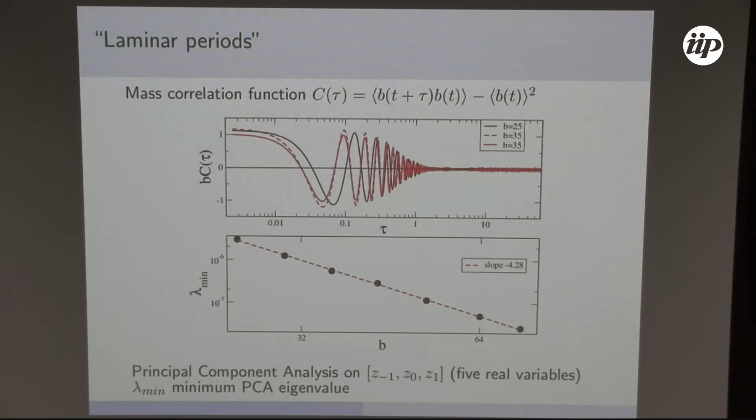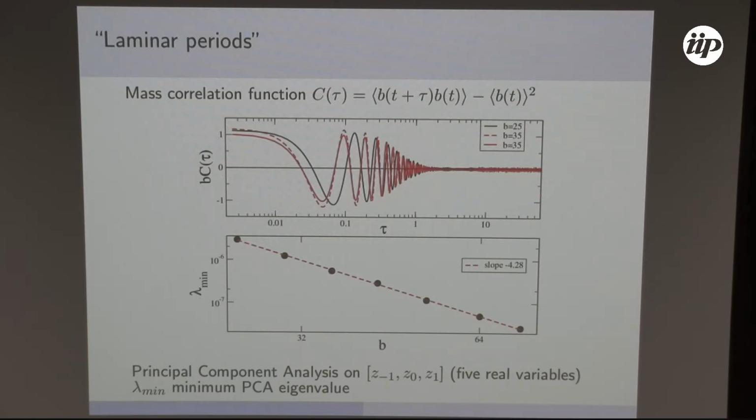Remember that this background is chaotic, and so one may think that for times longer than this unit time, one could perform some sort of statistical analysis. And the statistical analysis that we performed was a principal component analysis. So what is the idea?